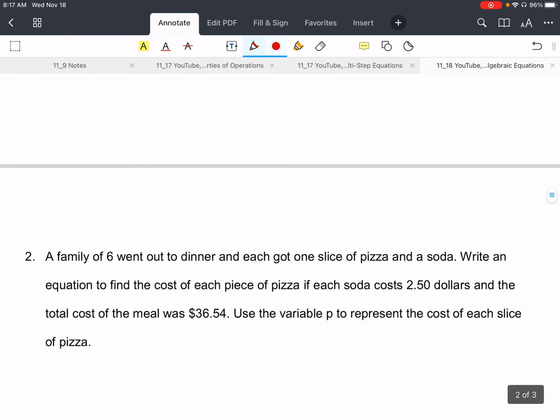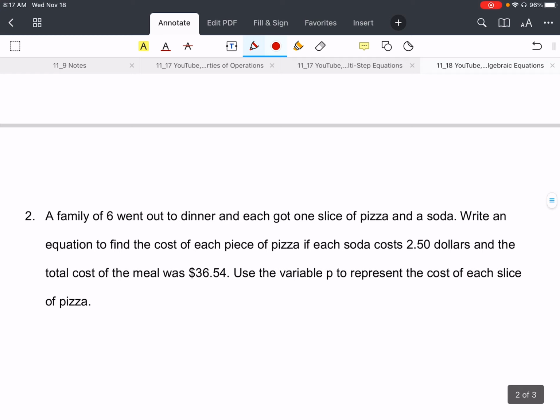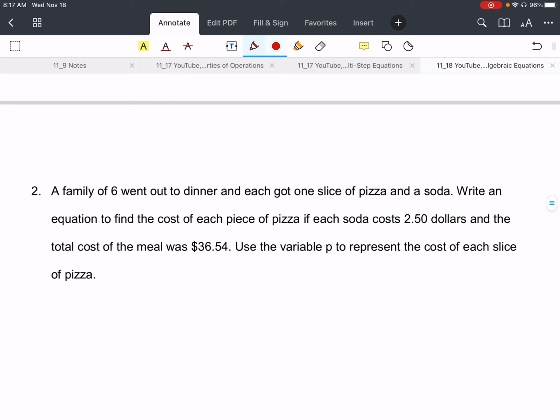Okay, number 2, a family of 6 went out to dinner and each got 1 slice of pizza and a soda. Pretty crazy night. Write an equation to find the cost of each piece of pizza if each soda costs $2.50 and the total cost of the meal was $36.54. Use the variable P to represent the cost of each slice of pizza.